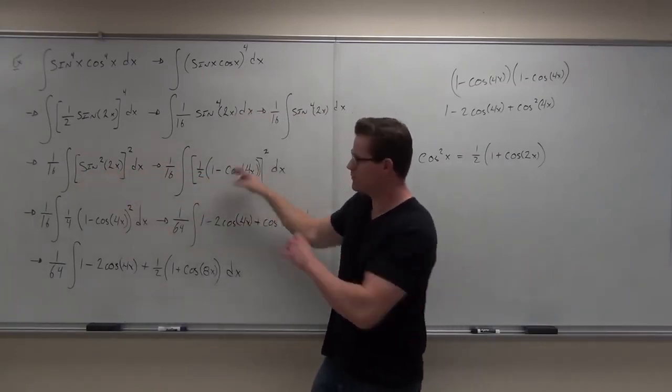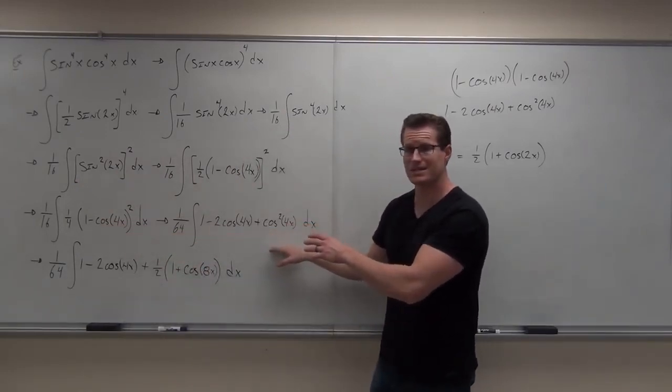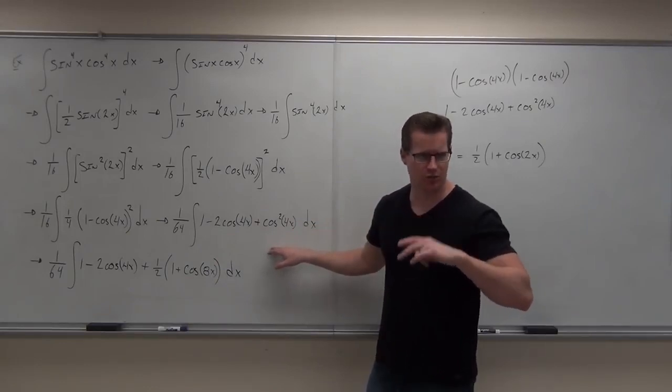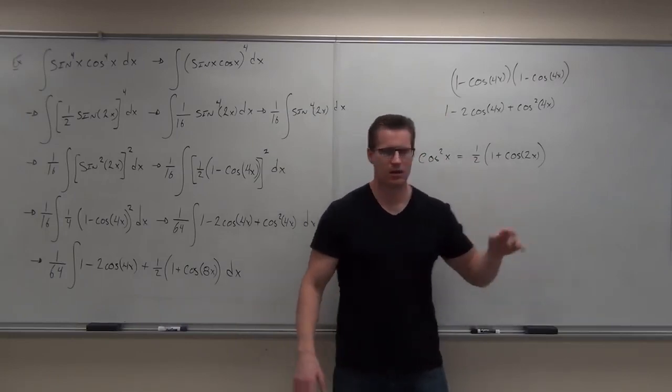Cool. Then distribute it. Look for any more squares. You're basically reducing this with the half angle formula. It's like an inherent reduction formula. The half angle formula always reduces your power. Do you get what I'm saying?